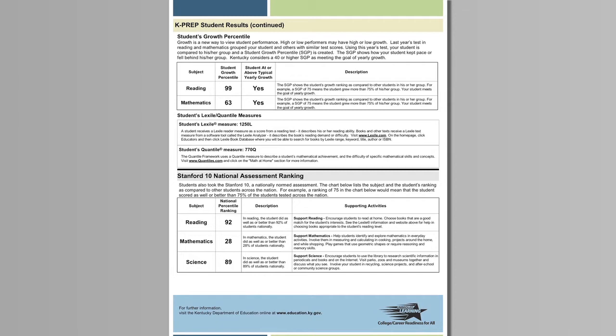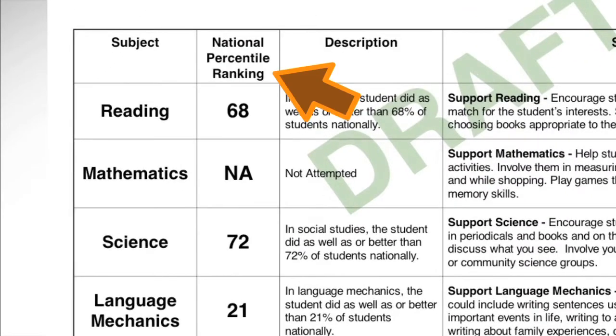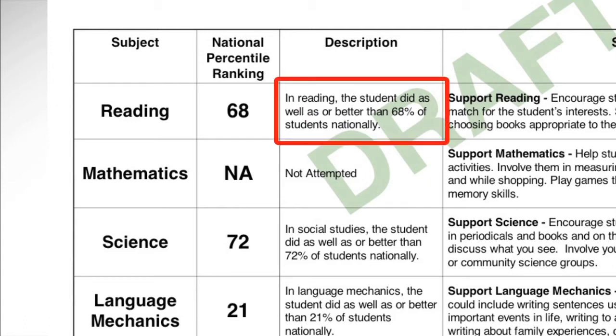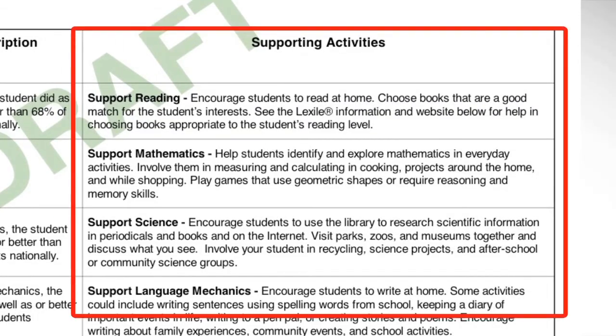Finally, you will see how your student compared to other students across the nation. Some of the questions on your student's test were the same questions some other students have tackled across the nation on previous tests. That percentile ranking you see in the first column is in comparison to a national statistical norm group of students. In this instance, in reading, the student performed as well or better than 68% of the national group of students. In the last column, you will see what you and your student's teacher can do to improve and/or continue progress in that subject matter.